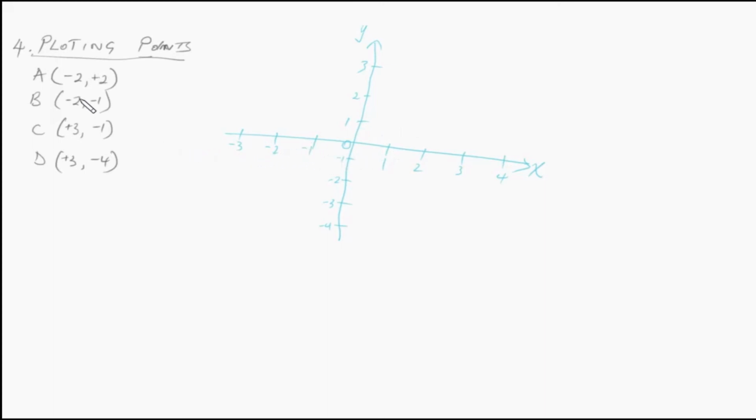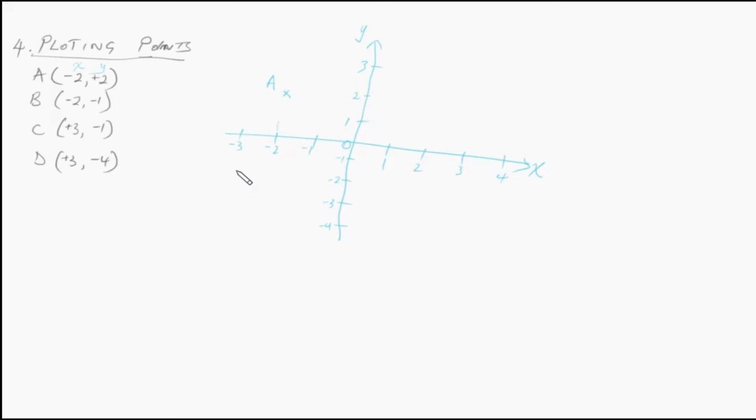Now, (-2, 2): the -2 value is looked for on the x-axis and the 2 on the y-axis, and where they intersect we have that point. (-2, 2) will be somewhere here. That would be point A: -2 on the x-axis, +2 on the y-axis.